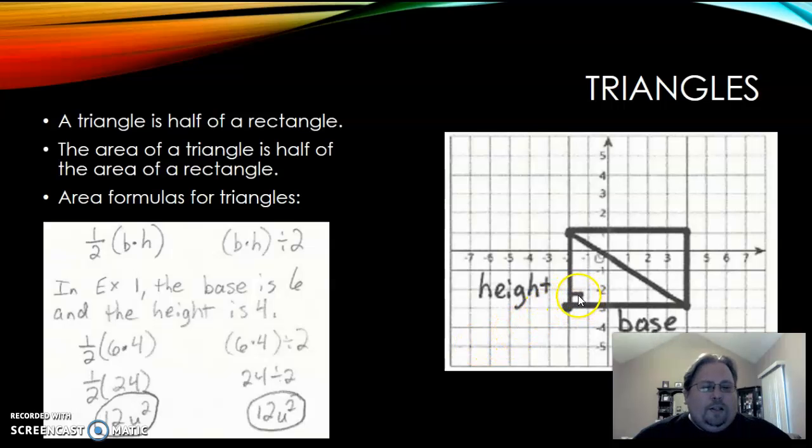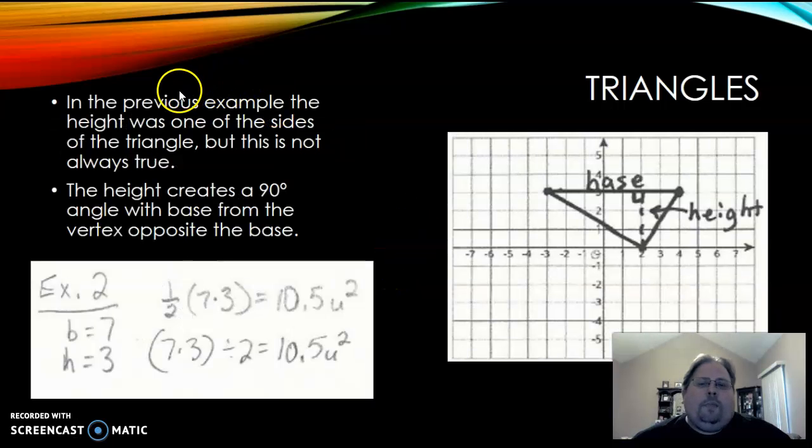Now, with the triangle, and you'll see in the next couple of slides, the base and the height form a 90-degree angle. That's going to be key for finding area of a triangle. So in the previous example, the height was one of the sides of the triangle, but this is not always true. The height is only the side of a triangle if the triangle is a right triangle.